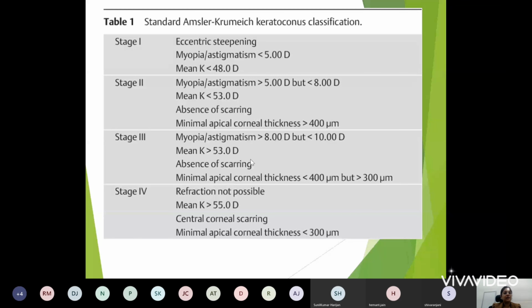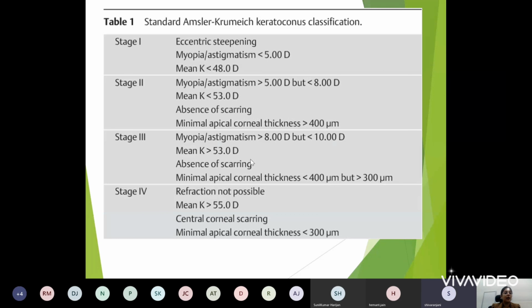So earlier, the standard was the Amsler-Krumeich keratoconus classification. It had 4 stages, but it ignores the posterior surface. The pachymetry was drawn considering optical pachymetry, which now no one uses or has. It doesn't recognize the normal cornea. It doesn't recognize when the cornea is truly progressing or when to cross-link.